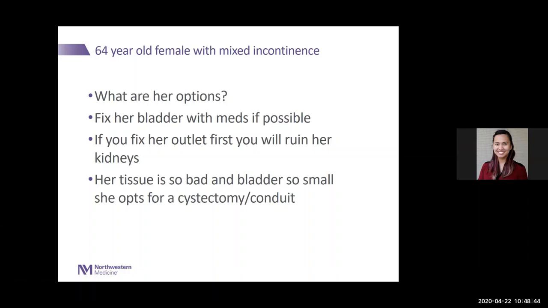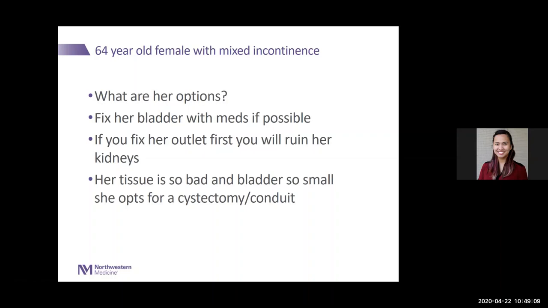But anyone who has taken urology calls knows bladders can really become fibrotic from radiation. They can be very stiff, poorly pliable. She has a very small capacity. If you fix her outlet, say you decided her tissue was good enough and you could put a sling in her, and we certainly wouldn't want to use mesh in this radiated patient, we want to do a fascial sling for her. If you do that, you're going to ruin her kidneys pretty fast.